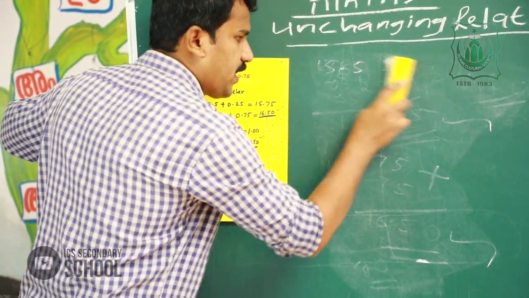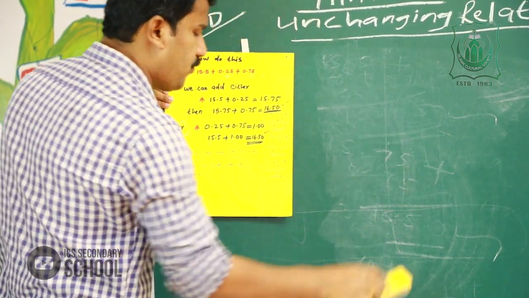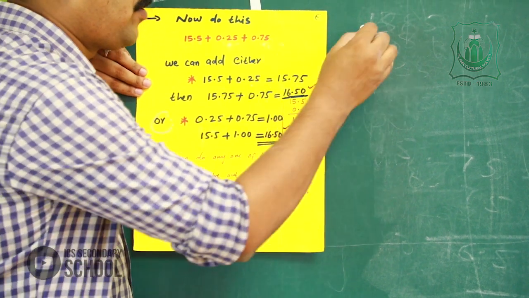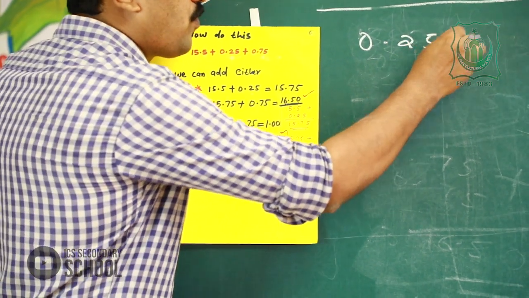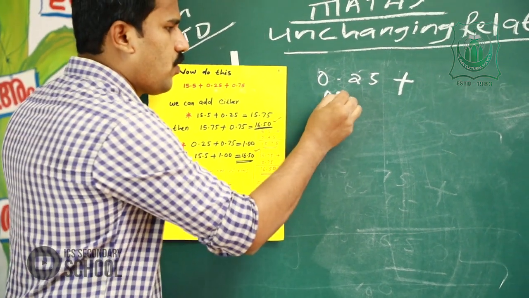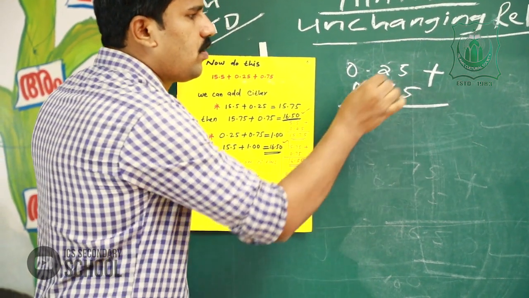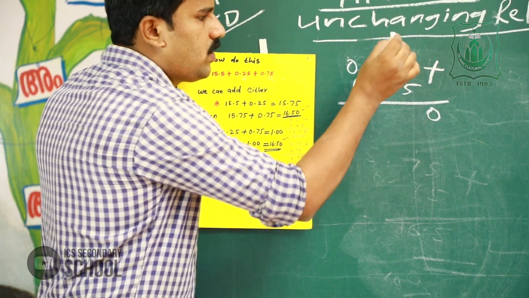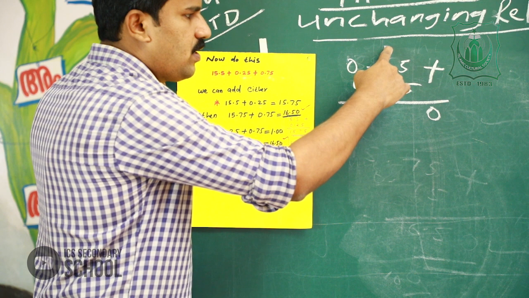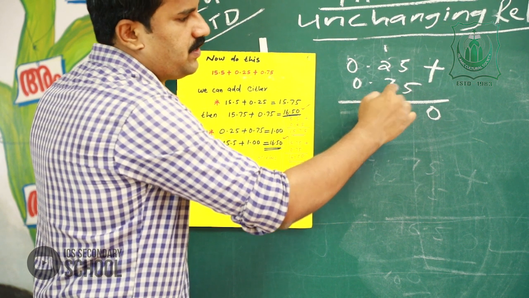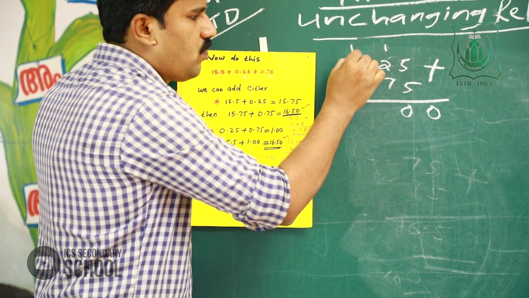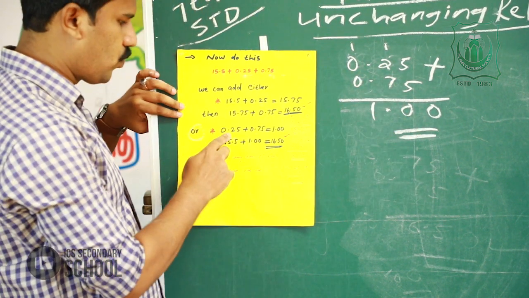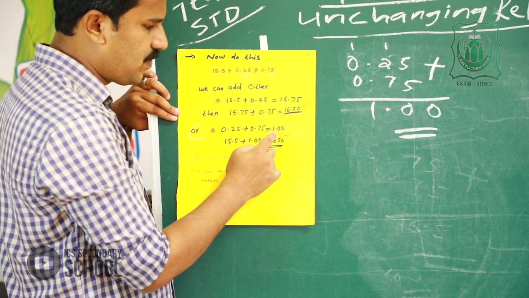The same problem we can do by the second method. First add 0.25 plus 0.75. 5 plus 5, 10, 0, remaining 1. 2 plus 1, 3. 3 plus 7, 10, 0, remaining 1. 1 plus 0, 1. So 0.25 plus 0.75, answer 1.